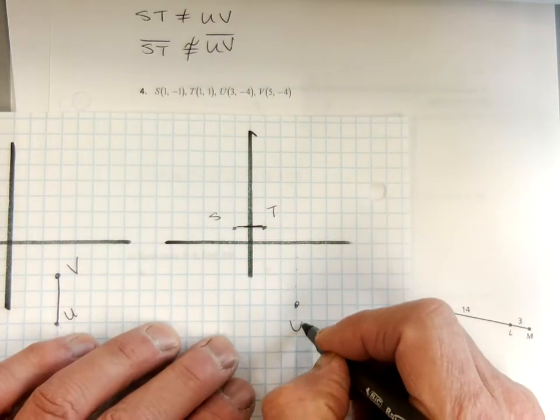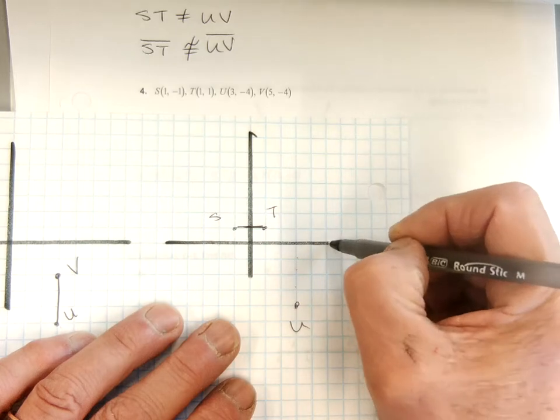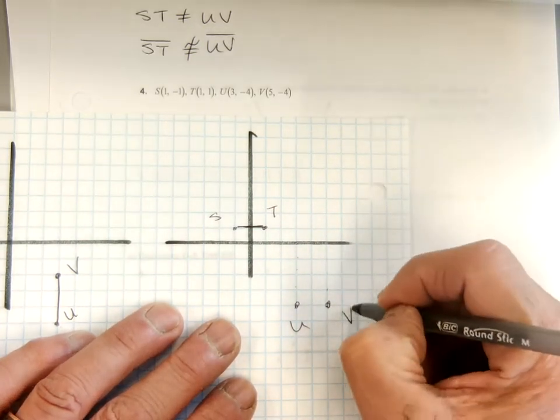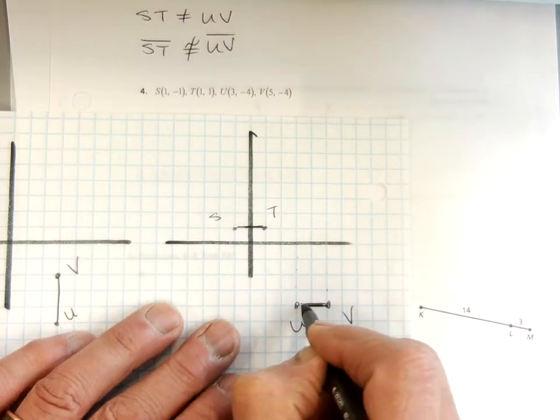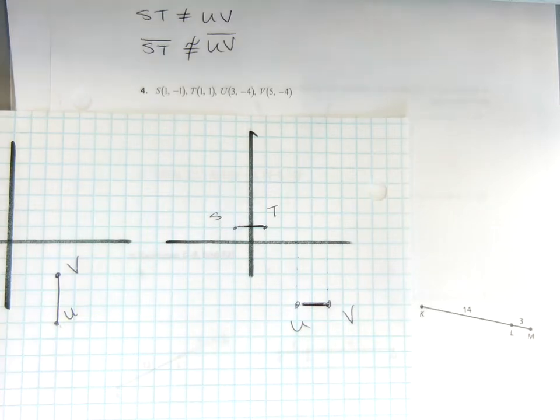It's my U, and my V is negative 5, 1, 2, 3, 4, 5. 1, 2, 3, 4. There's my V. All right. Yes, they're congruent. Yes, they're equal. What's the difference between the 2 lines and the 2 lines? Great question. That's what we're talking about.